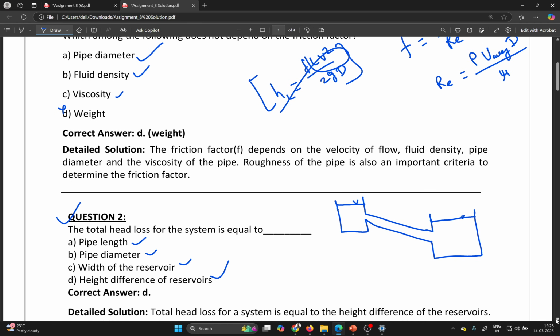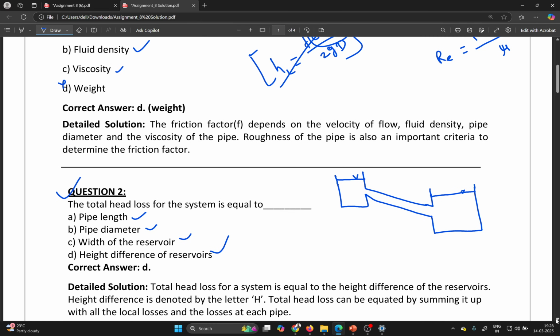Okay, let us move to the next question. Here you can read the detailed solution. The total head loss for a system is equal to the height difference of the reservoir, and the height difference is denoted by a letter. Okay, this is not given.